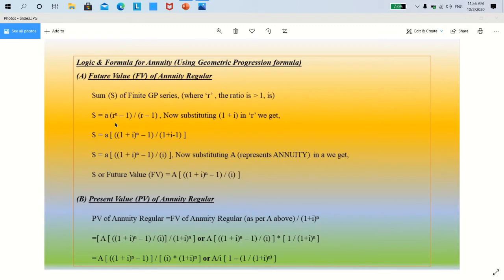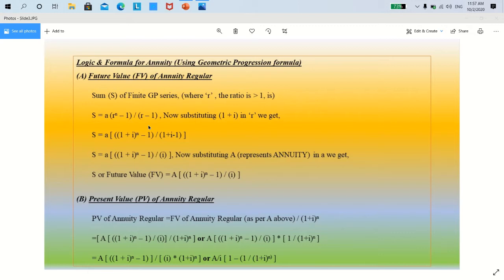Now you will realize that as you already know this formula of a GP series, we just have to apply the same formula with a slight tweak or a substitution to be made there, and you will find that the formula pertaining to future value of annuity regular is derived automatically by you effortlessly. So we start again with the GP series formula, which is S equals small a times (r to the power n minus 1) divided by (r minus 1).